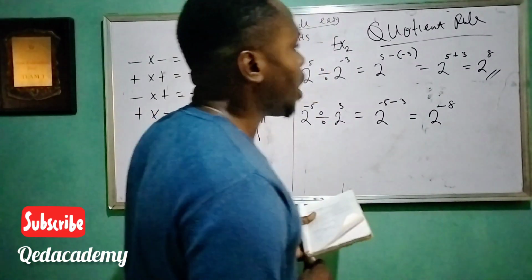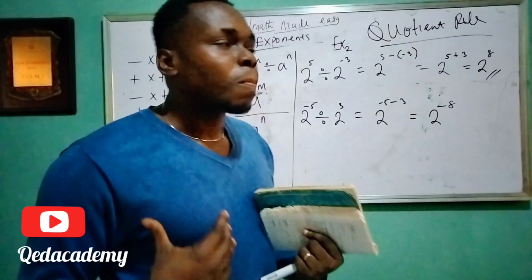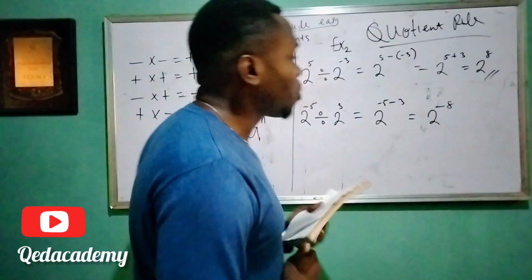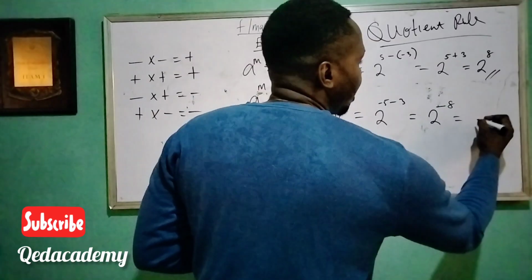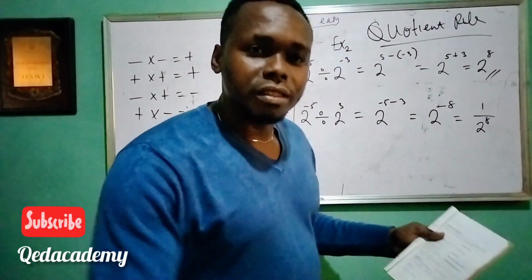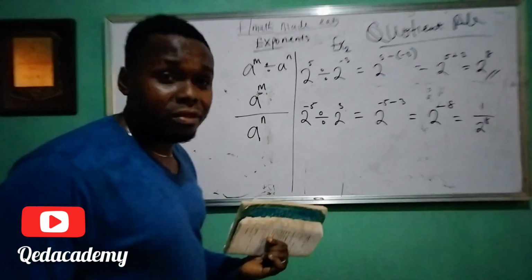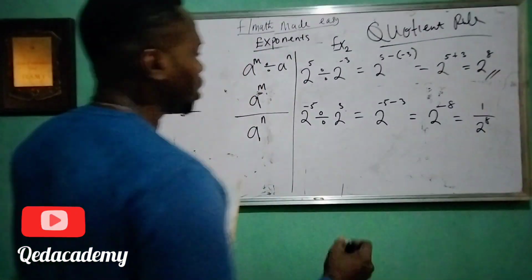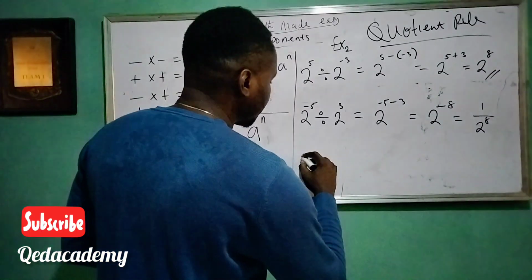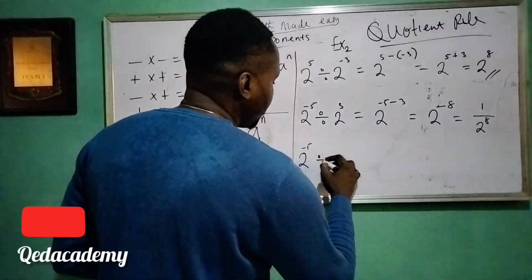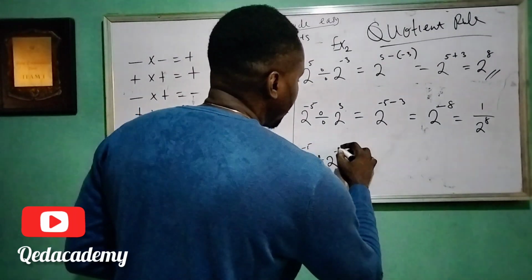Once you have this, as I explained in my previous video, please do watch that video. It is very informative. So this becomes 1 over 2 raised to the power 8. The rest can be further simplified by putting 2 in 8 places, right? So the third example we're taking here will be 2 raised to the power minus 5 divided by 2 raised to the power minus 3, right?